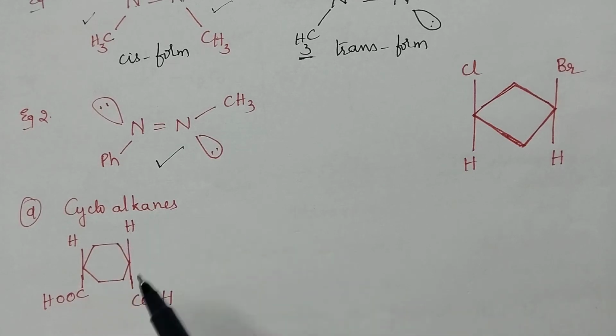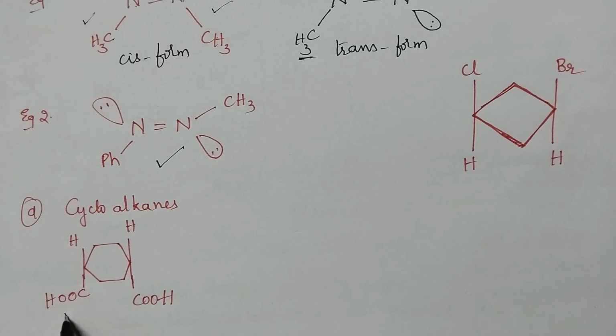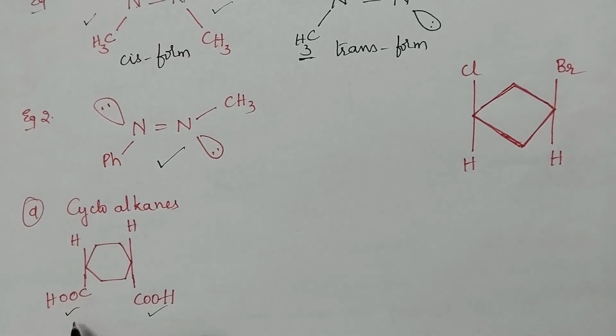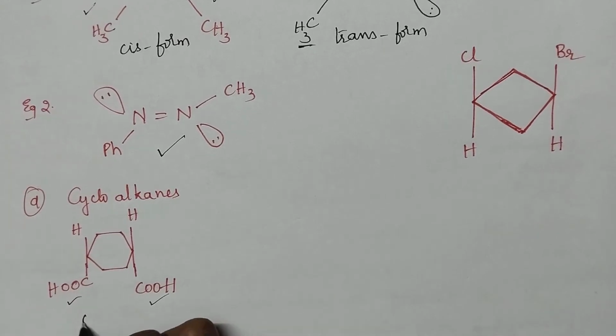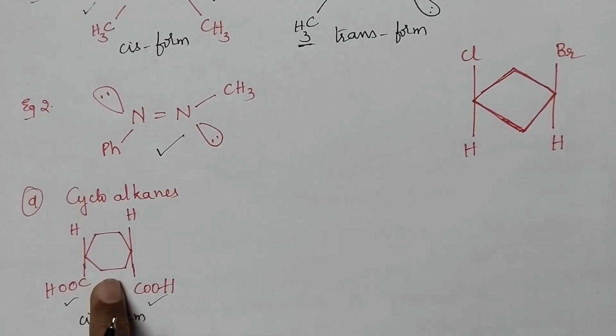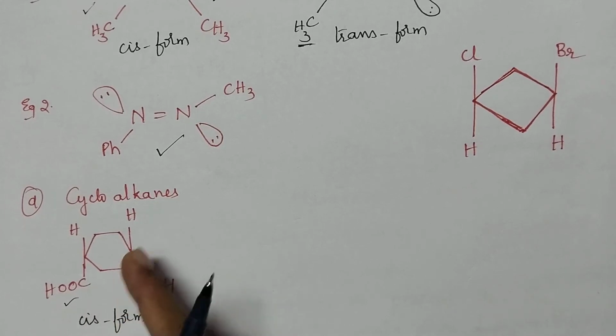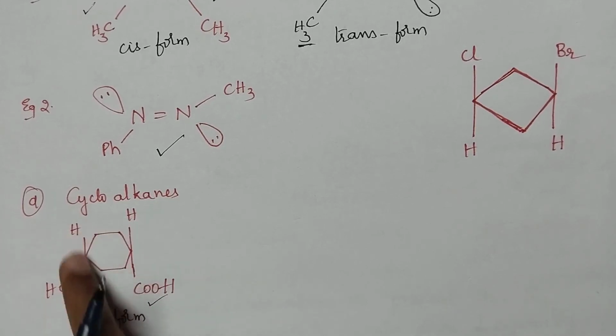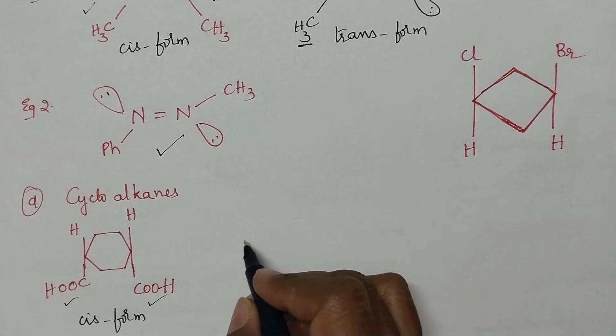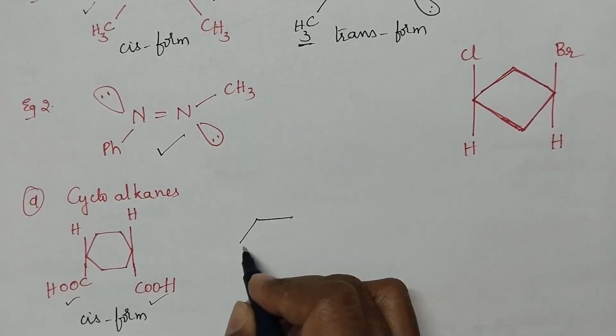isomerism or not. So if you carefully examine this cycloalkane, here acid groups are present on the same side of the ring and hence it can be called as cis form. So these cycloalkanes also exhibit restricted rotation around this ring. And can you write the corresponding trans form?